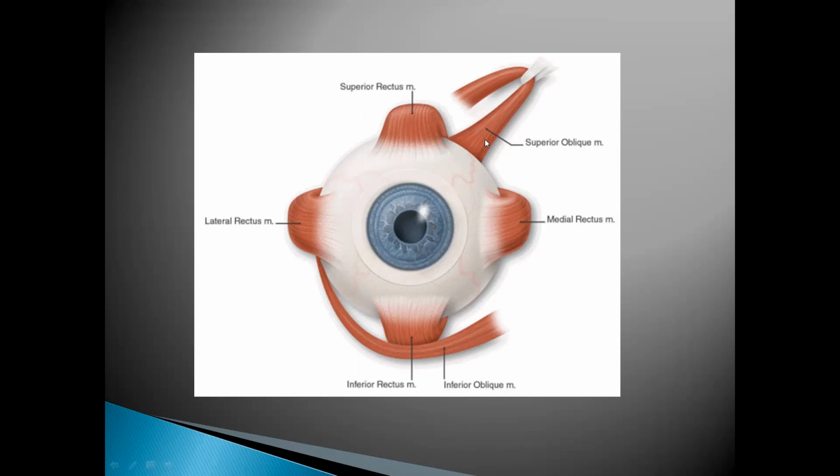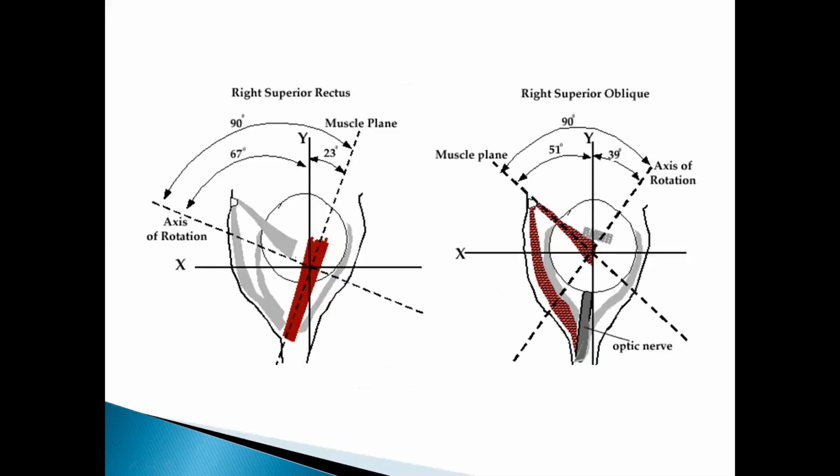So although the anatomical origin of the superior oblique is in the orbital apex, the functional origin is at this point, the trochlea, which is on the superomedial wall of the orbit. Right. Now it all comes down to this. This is what is important.